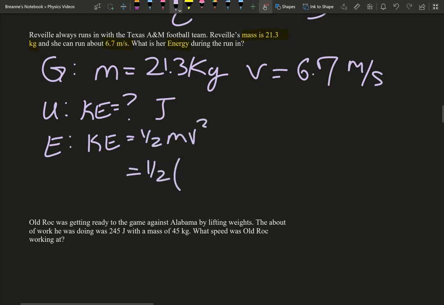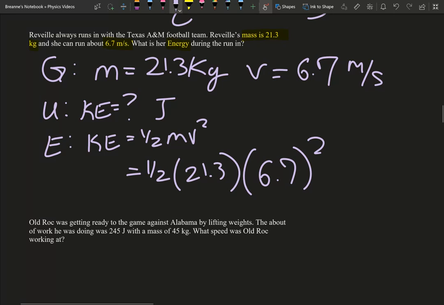So you have 1/2 mass times your velocity. Do not forget about the squared. A few people I was helping with their work forgot the squared, and they're like, we're not getting it. You're forgetting the squared. So don't forget the squared. Well, you're not going to forget squared.